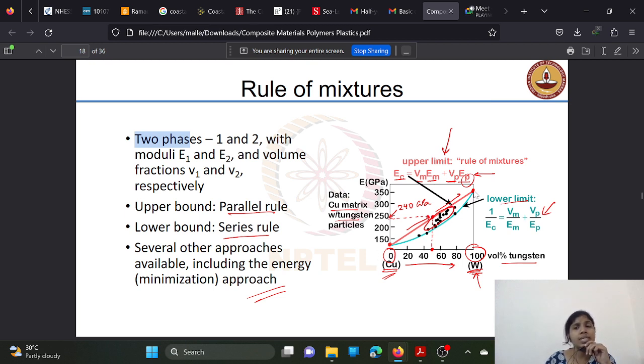The elastic modulus is getting increased. But suppose you want to find out the elastic modulus of the composite, for example, with 40% tungsten and 60% copper, you can get the elastic modulus here at around 200 gigapascal. So it will be within this limit. It will not be greater than the 200 gigapascal. That's why this is known as upper bound.